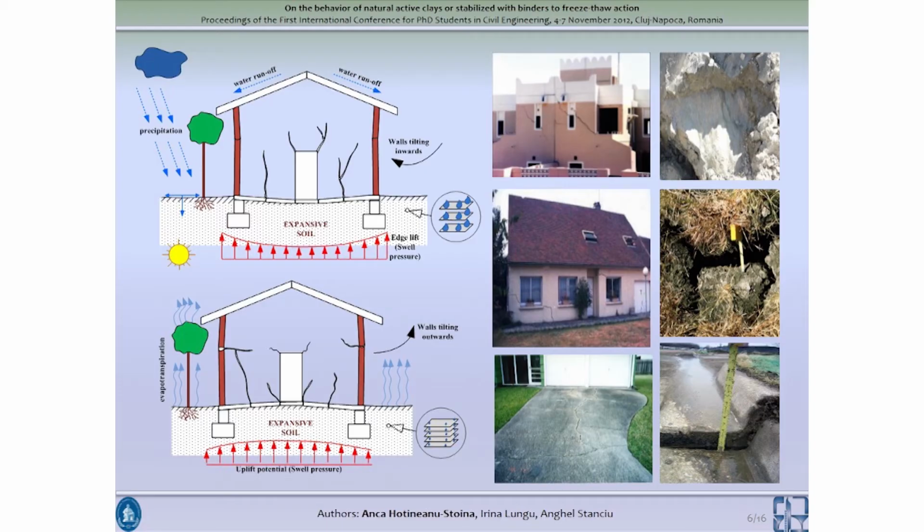To conclude this chapter of degradations, I want to show you a sketch how active soil behaves under the influence of natural circuit of water. So when, as I was saying, when wetted, because of precipitations, the soil increases its volume, creating an edge lift on the foundation. And when dried, it creates the uplift in this area, and like this, creating these cracks.